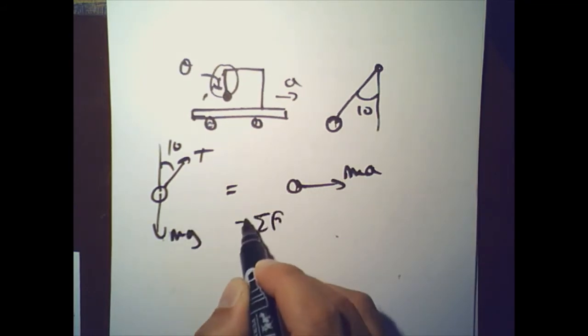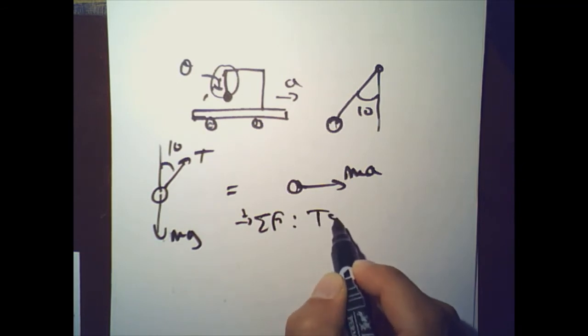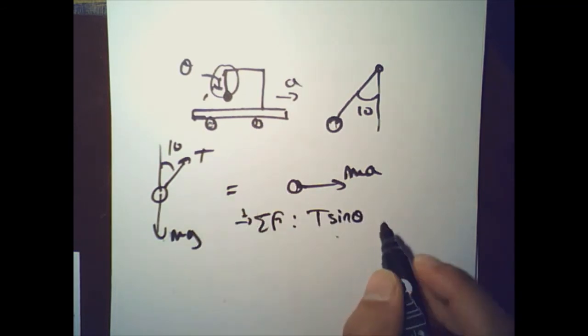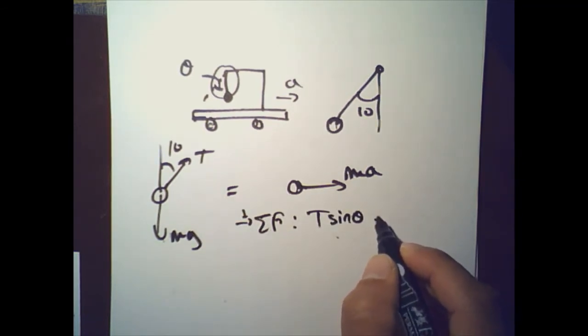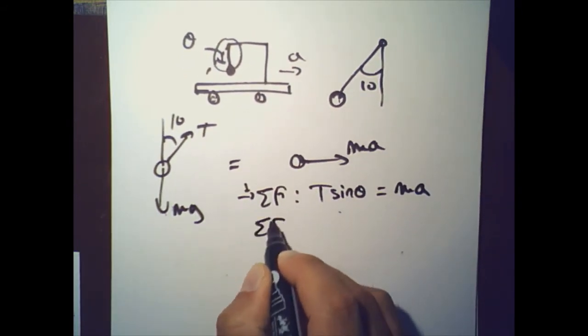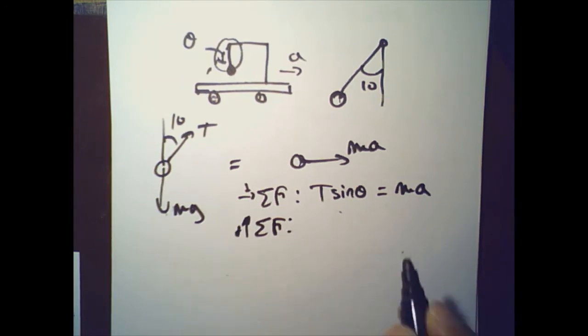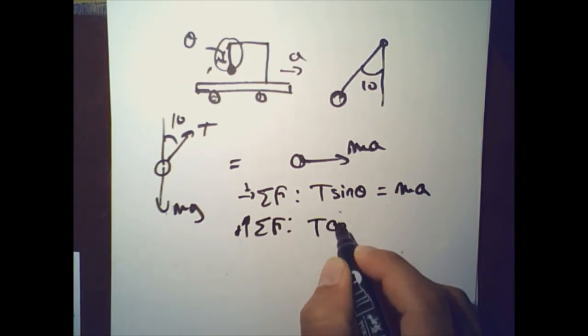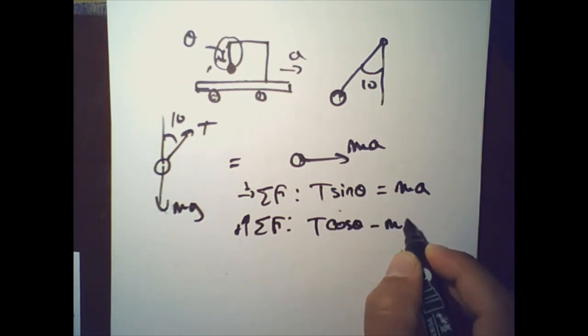So we have to sum the forces in x direction. We're going to get T times sine theta. I'm going to keep 10 as theta. T sine theta is going to be equal to ma, but I don't know T. How do I do that? Then I'm going to sum the forces in the vertical direction. Then I'm going to get T cosine theta minus mg is equal to 0.